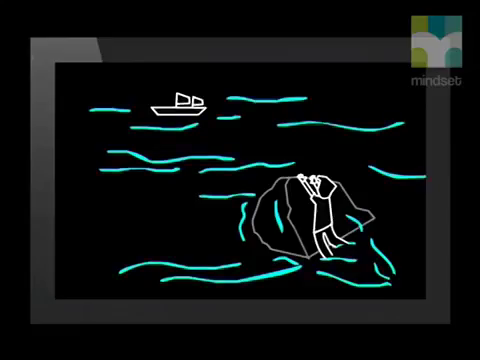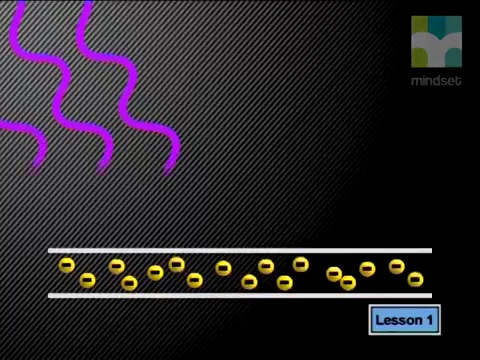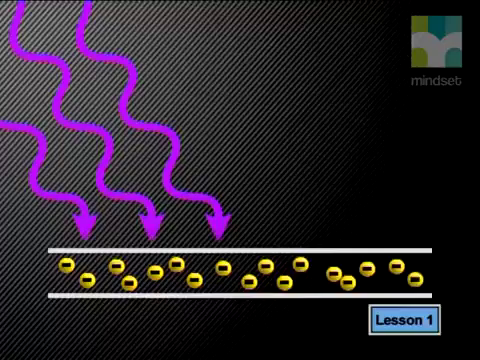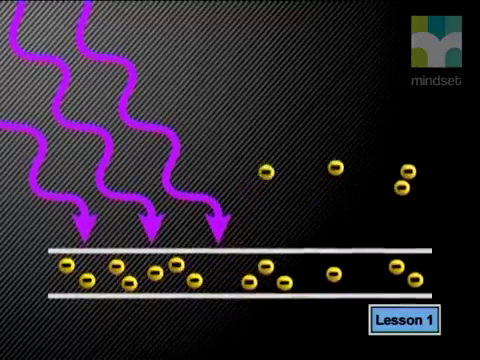Now let's imagine that instead of us clinging to a rock, we have electrons that cling to the surface of a piece of metal. We shine light onto this metal. If light is a wave, which waves would be more likely to push the electrons off the metal?